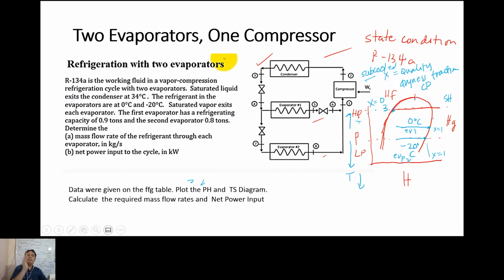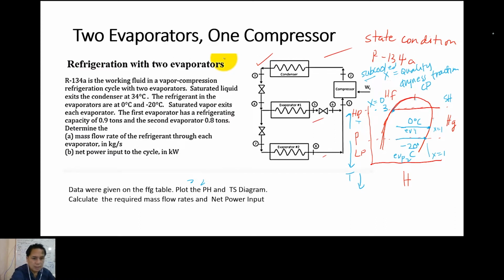Now, I'm trying to describe the problem in sequential or chronological order. What is the process from 3? The first evaporator has a refrigerating effect of 0.9, and the second evaporator is 0.8. Now it's asking for the requirements and the parameters to be solved. Number one, the mass flow rate of the refrigerant through each evaporator, meaning evaporator 1 and evaporator 2. What is the refrigerant? And then what is the net power to the cycle?